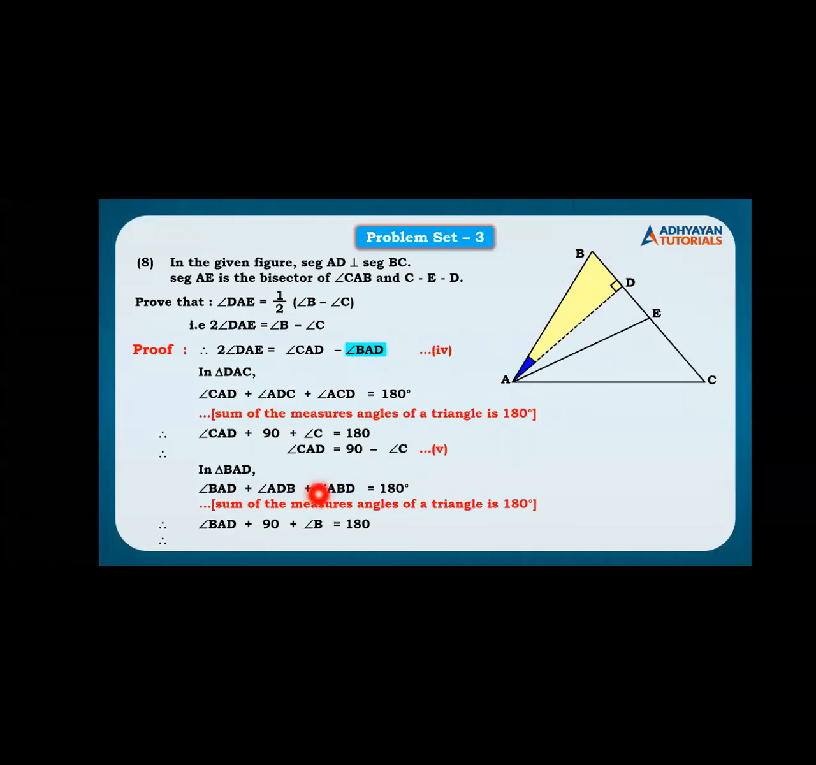So shifting 90 and B to the other side, 180 minus 90, again the answer has to be 90 minus angle B. I hope everybody has understood this. I want you all to copy this particular slide. The first line you people have already written. Start copying from here. Then you have to substitute equation 5 and equation 6 in equation 4.